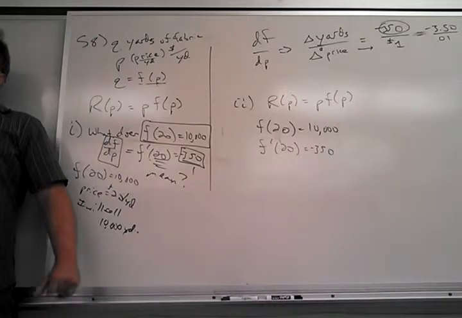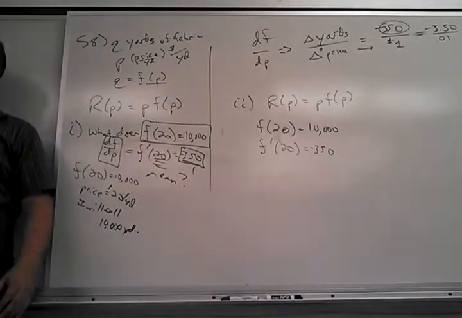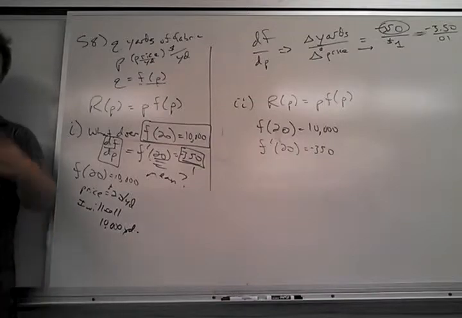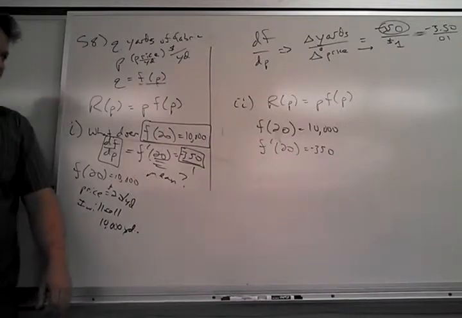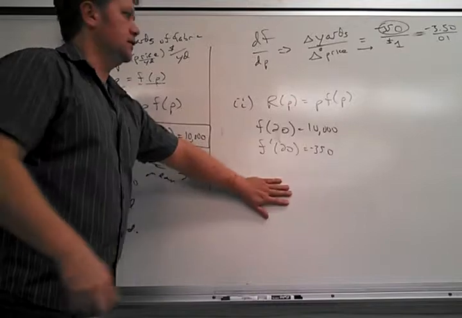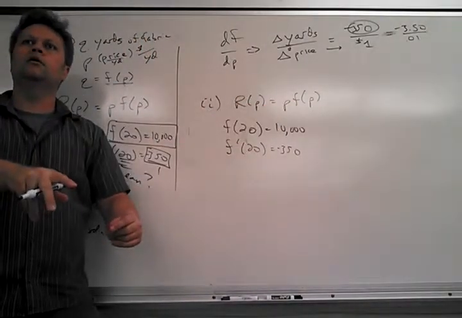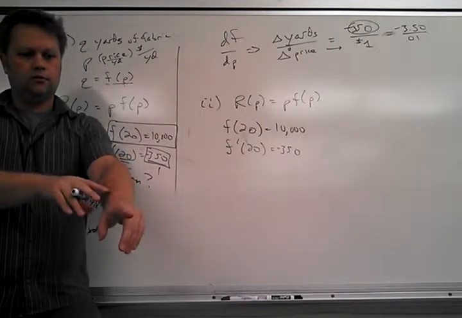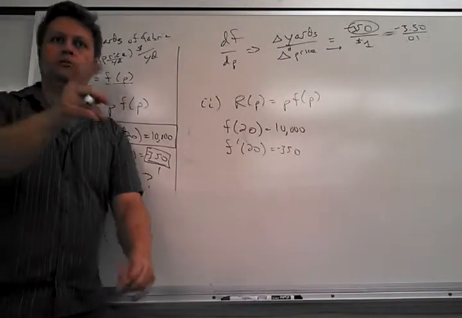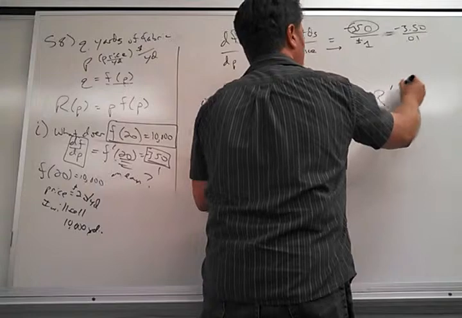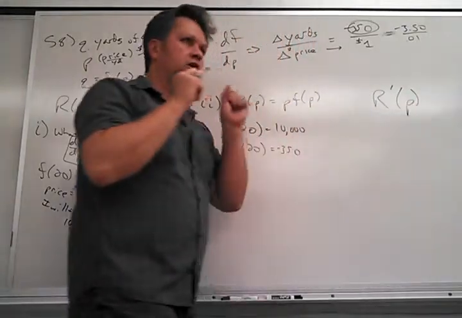And somebody's like, what the hell is F? But you don't have to know what F is. What are they asking me for in part B? What's the question? R prime at 20. So if I can figure out what R prime of P is, I can then plug a 20 in.